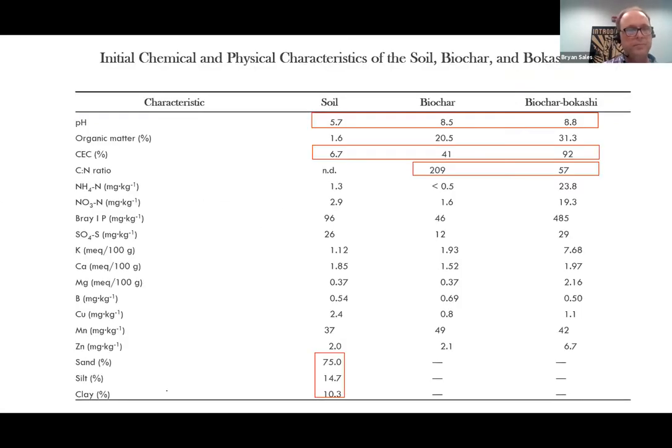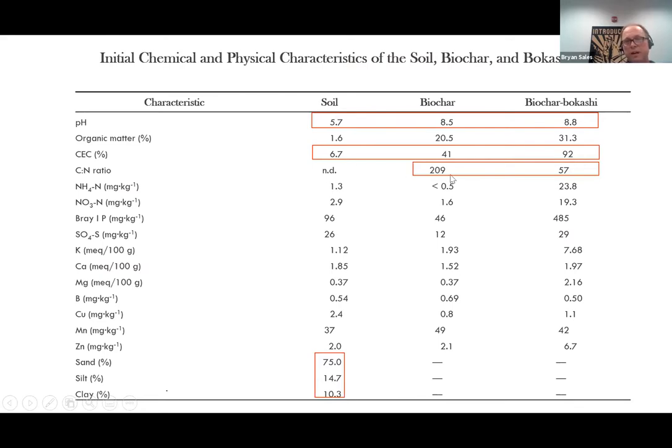So, here is just an analysis of some of the substrate used. You can see here that the pH, the top row there, for the soil was a 5.7, biochar is an 8.5, and the Bokashi biochar mixture was a little higher at an 8.8. The CEC of the soil was very low, 6.7, so not much nutrient retention. The biochar CEC at this point, it's pretty new, 41, and then the Bokashi increased it up to a 92.